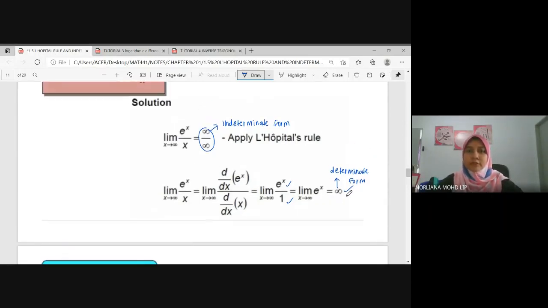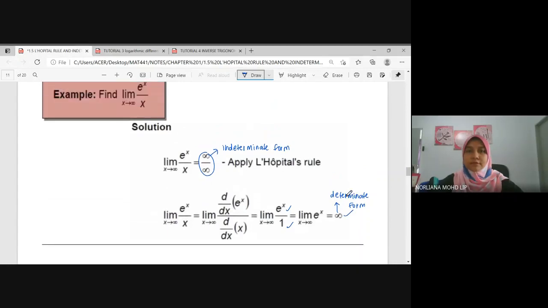Okay, ada soalan? Boleh faham tak ni? Boleh, madam. Boleh?